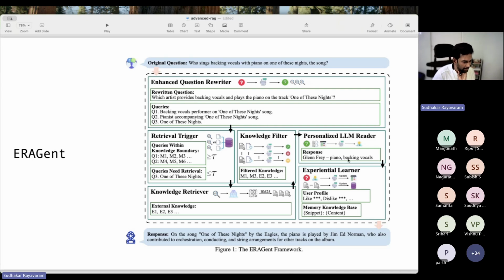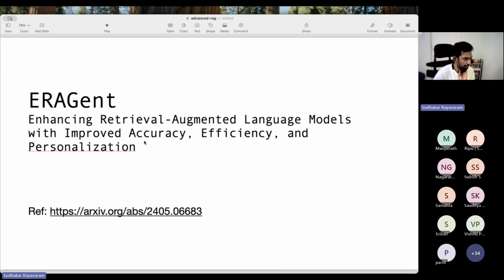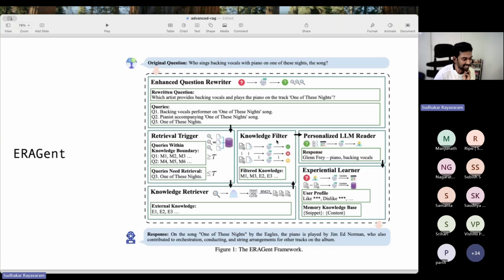This is also one other interesting idea. So if you see the personalization part at the end right here, it means that they wanted to personalize the answers by building a user profile. So if you see this experiential learner, it is building a user profile of what the user likes, dislikes, and all that. So that is used to personalize the result of what you will get. I'll show an example of which places this will be very useful.